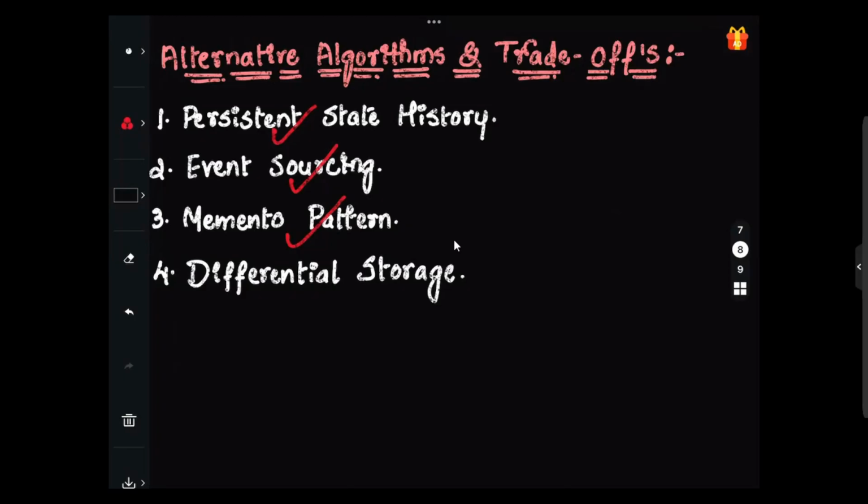So these are some of the alternative algorithms and the trade-offs. We have successfully designed the undo and redo functionality completely. We are done with this part. Next, we will be designing search suggestion or autocomplete.